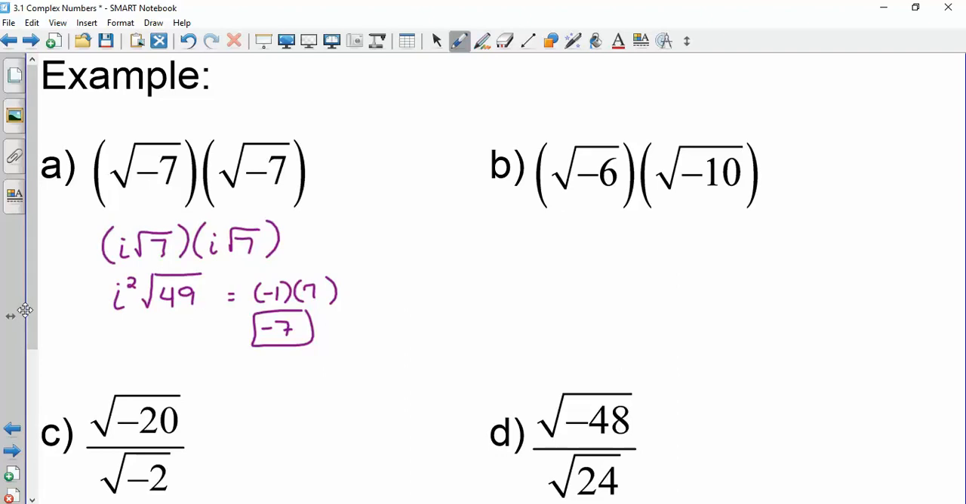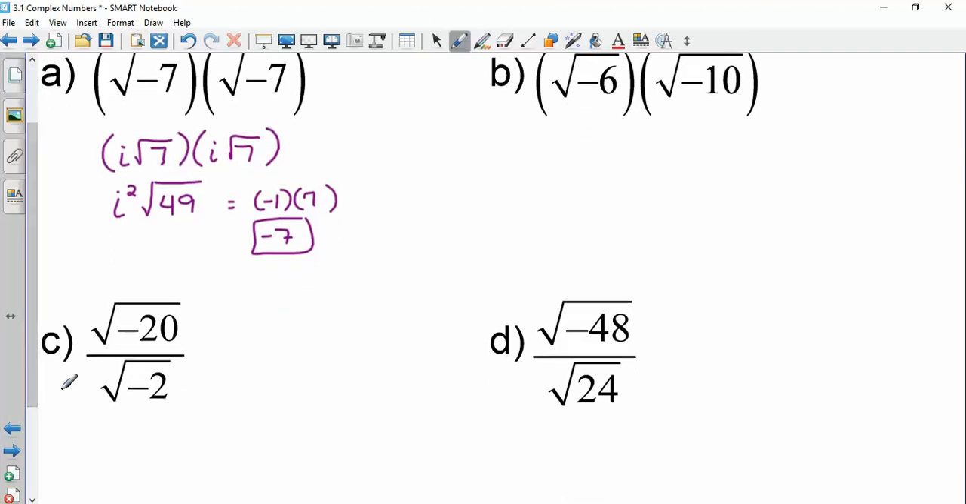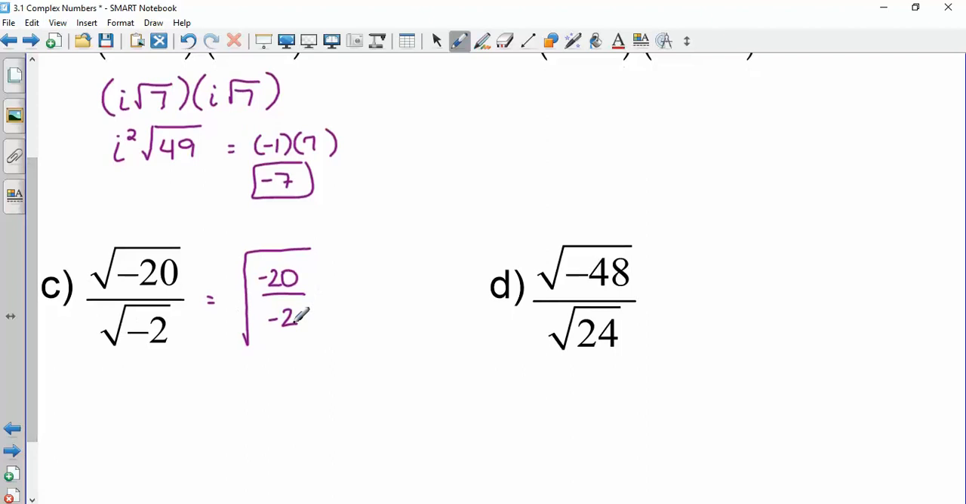I am going to skip B for a second. I'm going to do C first. When we're dividing, we have two routes we can take. We can break down each of these radicals and reduce. But oftentimes it is easier to realize that if you have the radical on the top and the bottom, you could go ahead and simplify that stuff underneath first. So that's the same as the square root of the whole thing.